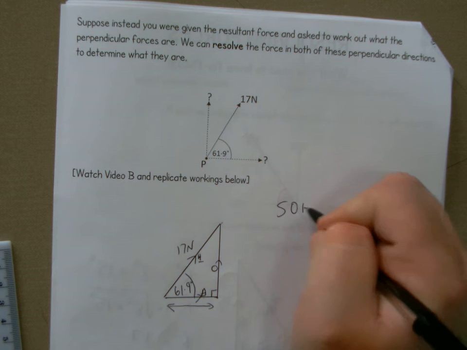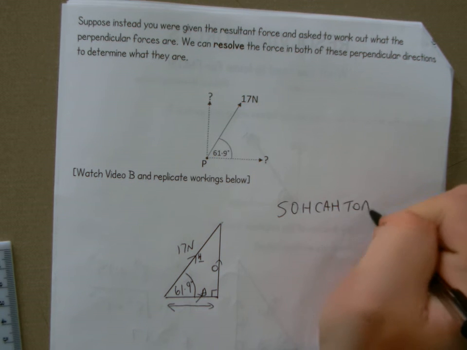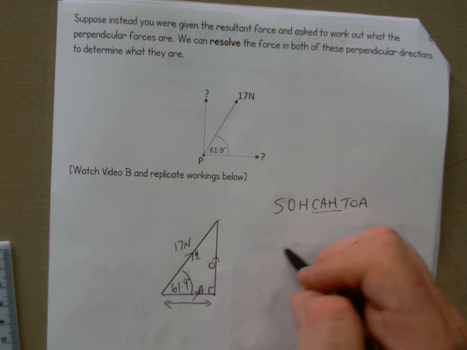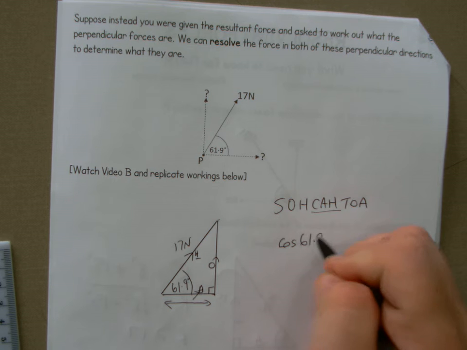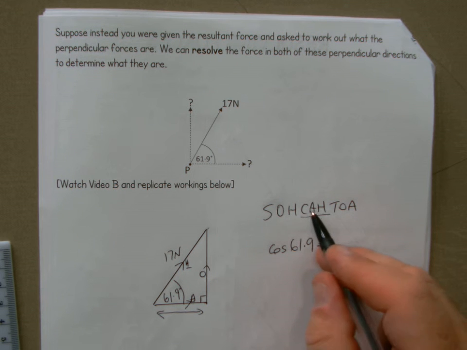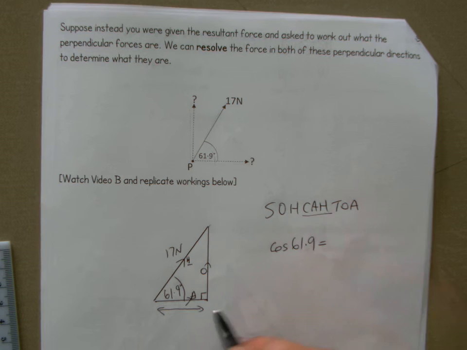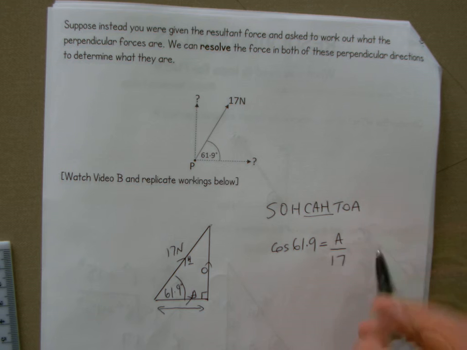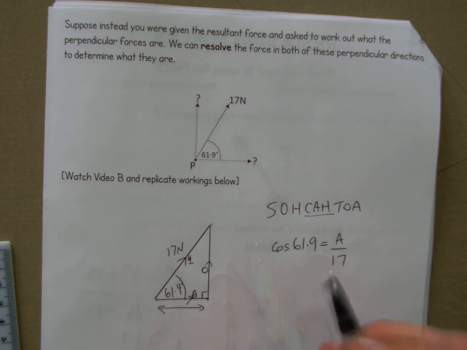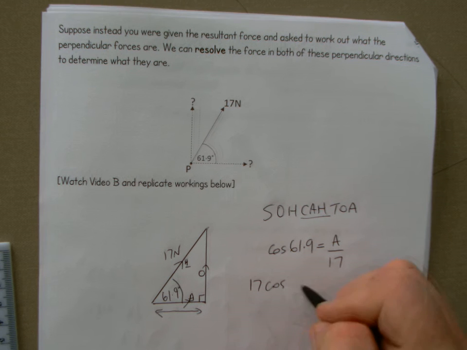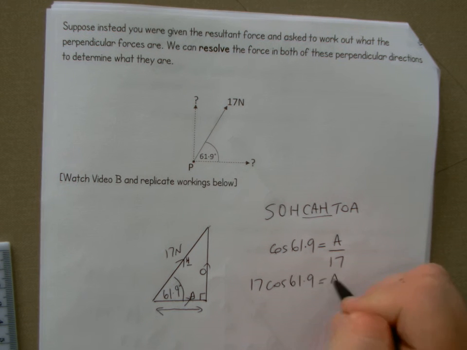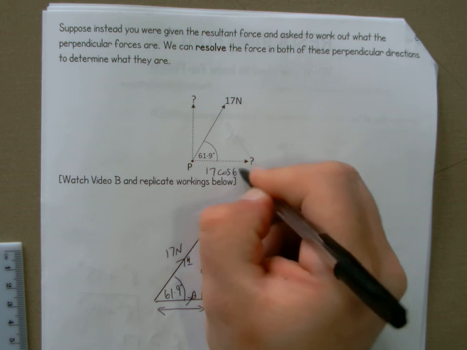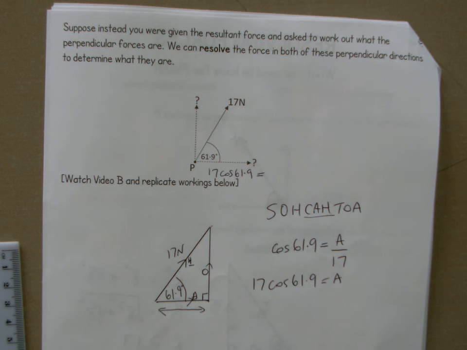So with SOHCAHTOA, A and H will be cos. So we've got cos of 61.9 equal to A over H. Follow that order, A over H. So A is what I want to work out, and H is that side, which is 17. What I can do then is take that 17 over and multiply by the cos 61.9, and I literally get A. So that side here is going to be 17 cos 61.9.